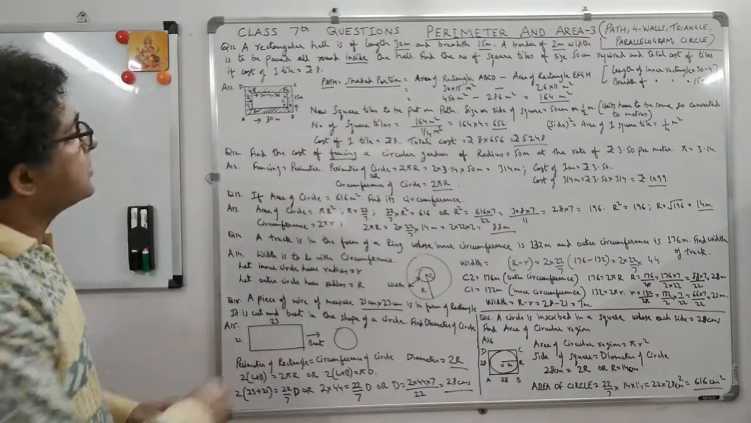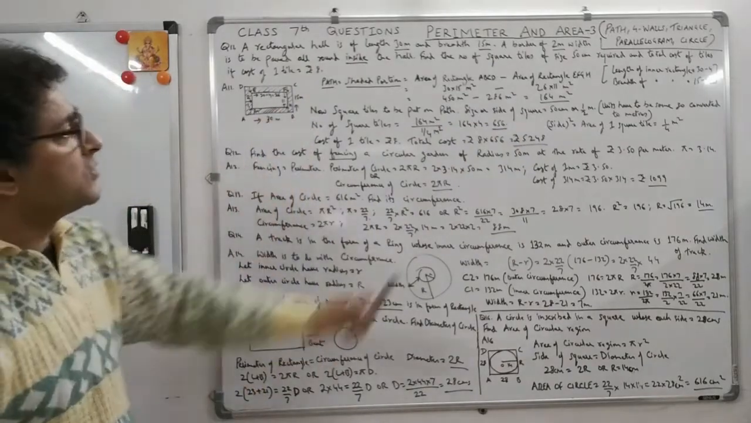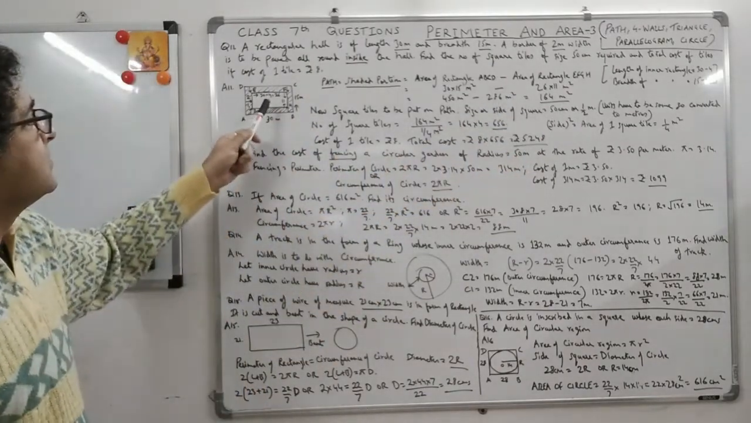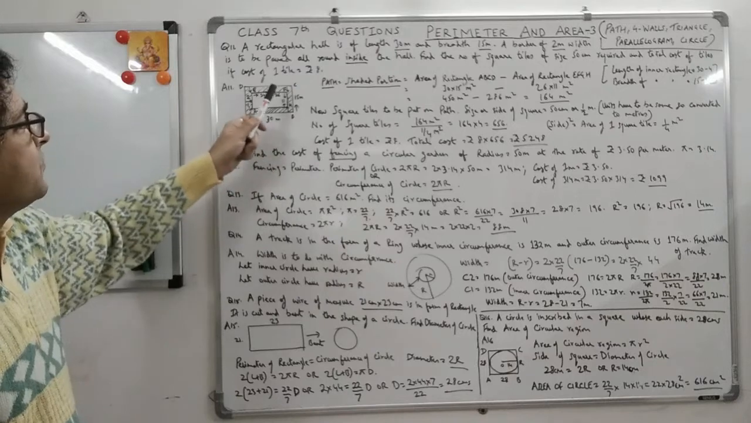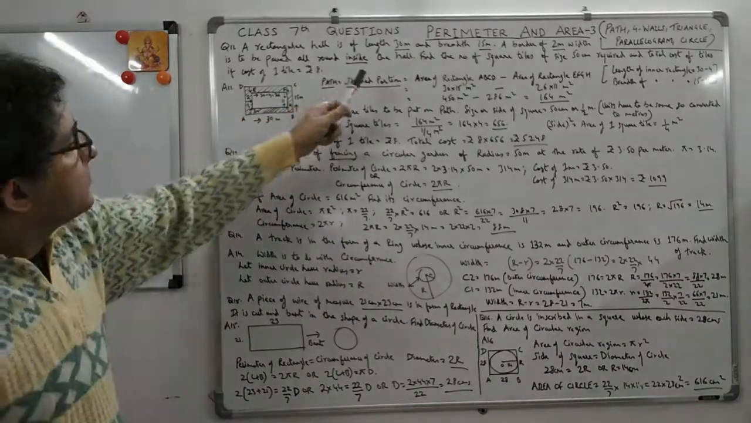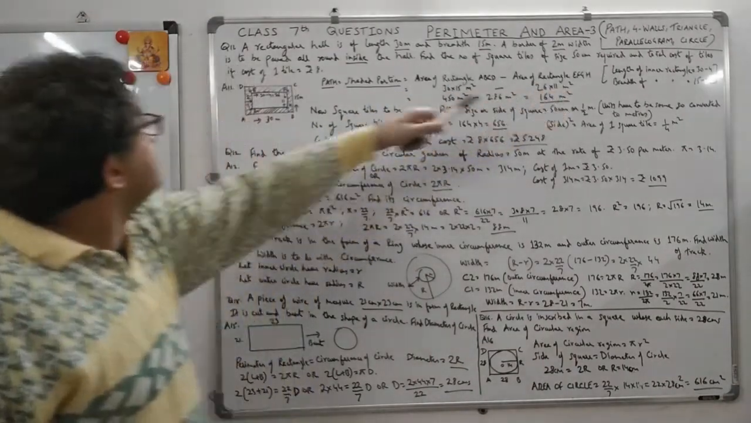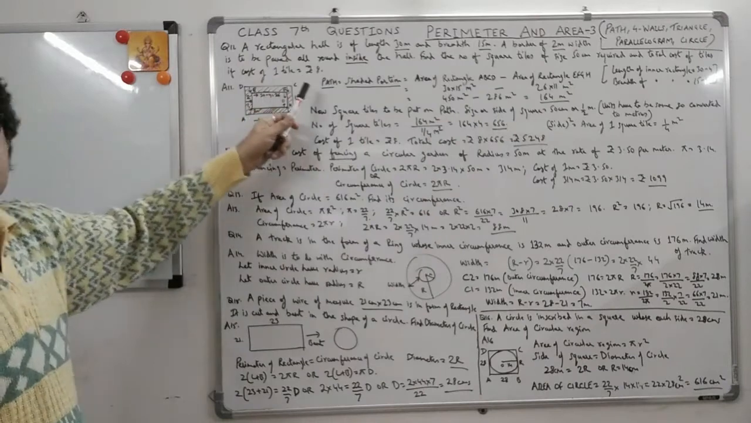So when you subtract the area of the bigger rectangle minus the area of the small rectangle, you will get the path or the shaded portion. That is what they have asked you. So find the number of square tiles of size 50 centimeters required and the total cost of tiles if the cost of one tile is rupees 8.